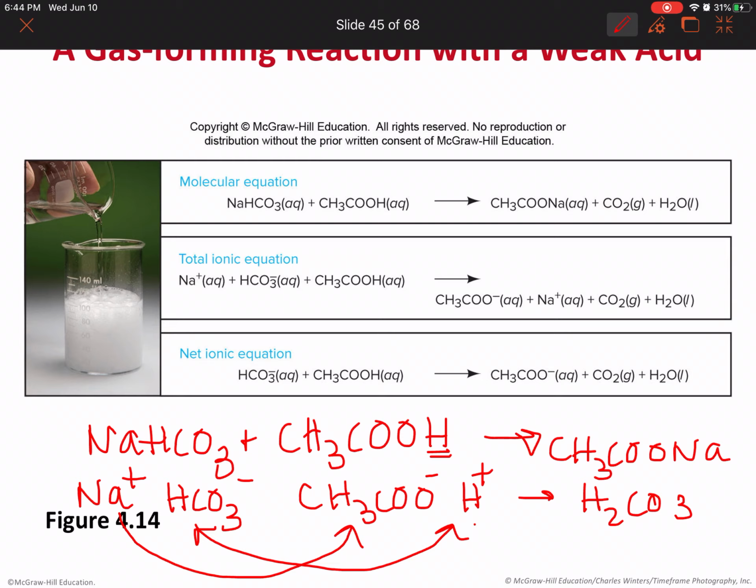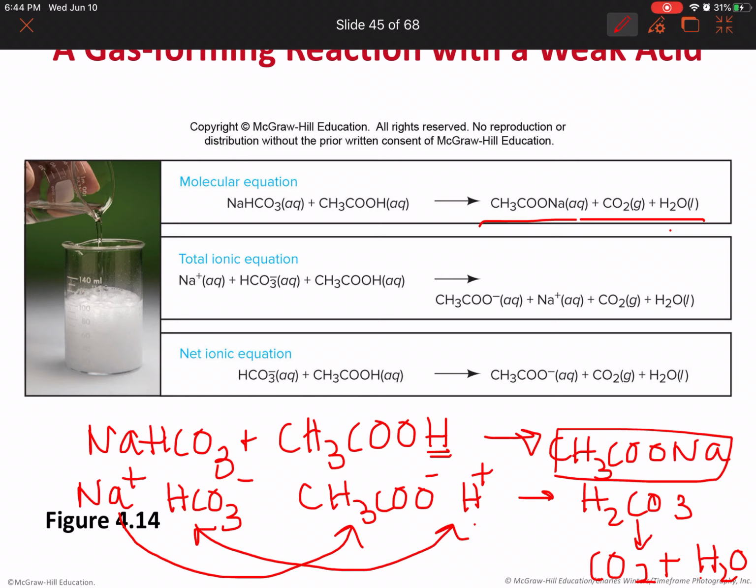But you don't see carbonic acid as one of our products because carbonic acid is a very weak acid. As soon as it forms, it's going to decompose, break down to carbon dioxide and water. So that's what you are seeing here. This is one of the products, sodium acetate, and then the other two are carbon dioxide and water. So that's going to be your molecular equation.